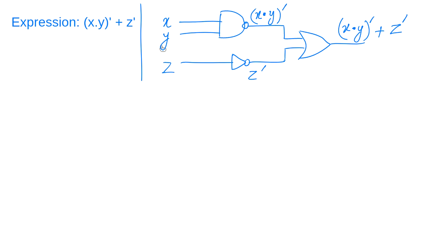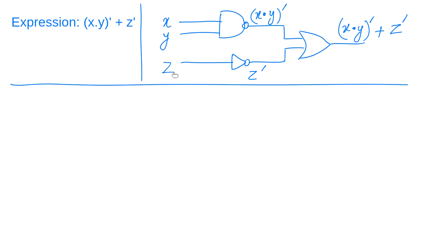All right, guys, so this was our expression, and here is our combination logic circuit. So now we will draw its truth table. The first thing in the truth table, you have to make columns for the inputs. How many inputs are here? You can see there are three inputs, X, Y, and Z.